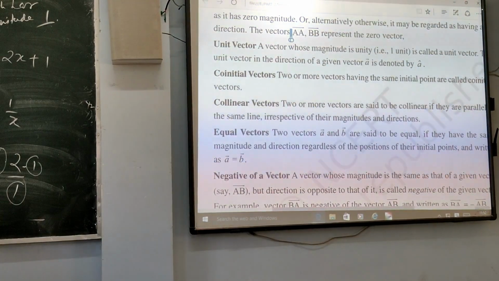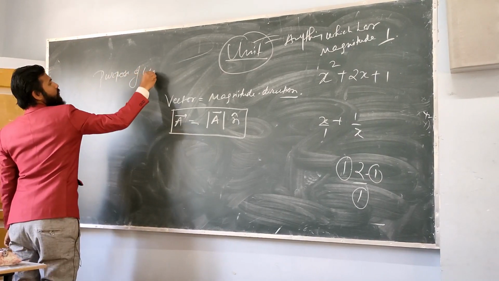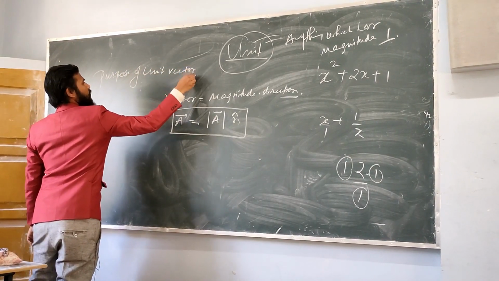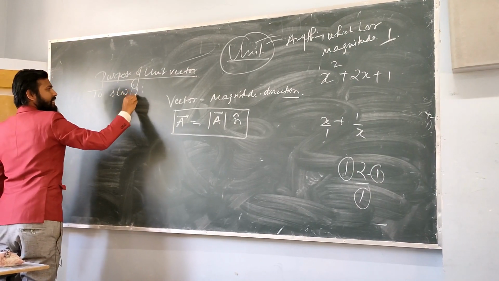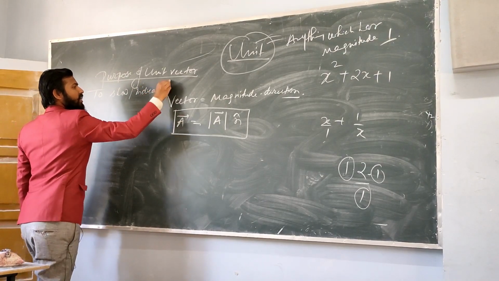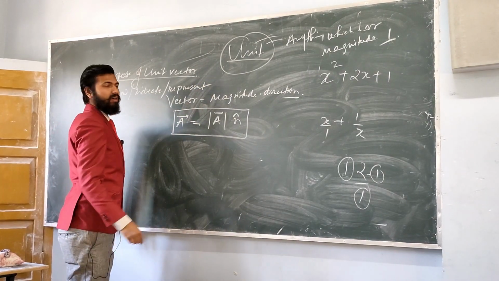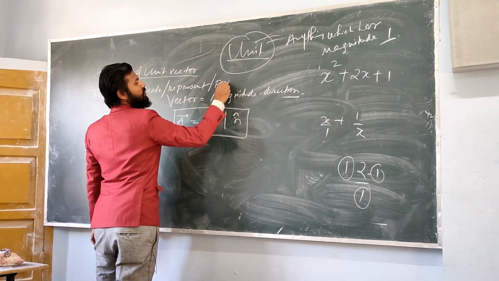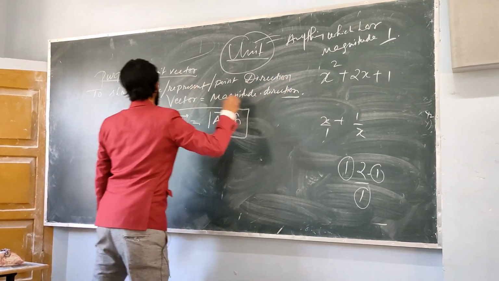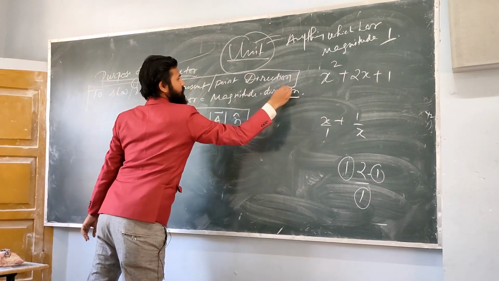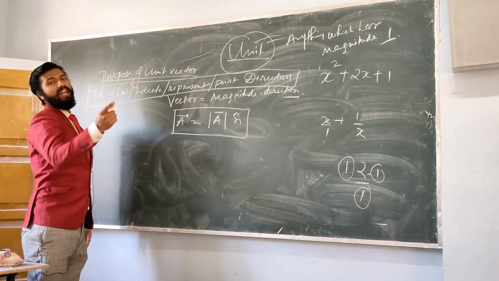So write down here, purpose of unit vector: to show or indicate or represent or point direction. ये बहुत एक challenging point है. The purpose of unit vector is to show or indicate, represent or point direction.